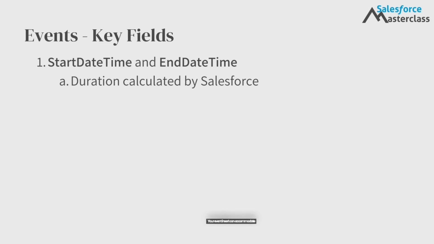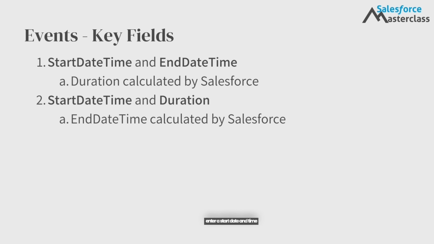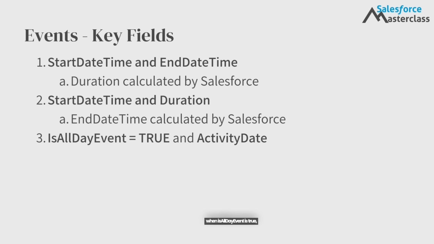Your event insert can accommodate the date time requirements in 3 ways. Number 1, enter a start date and time and an end date and time, and the duration will be calculated by Salesforce. 2, enter a start date and time and a duration, and the end date time will be calculated by Salesforce. 3, when is all day event is true, provide an activity date. Each event in your file must include one of these combinations to successfully insert.